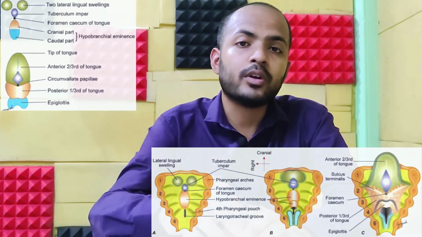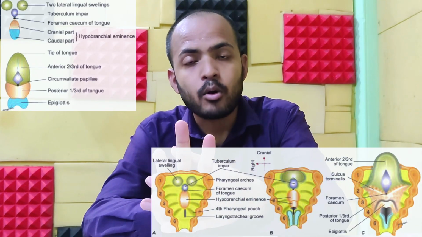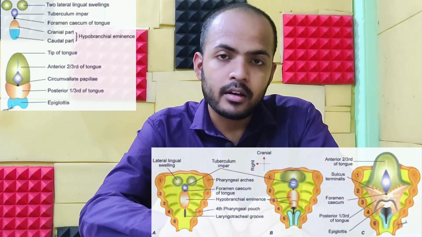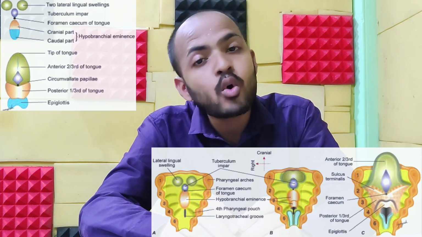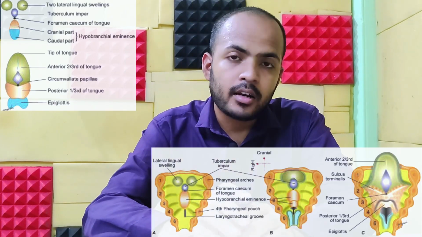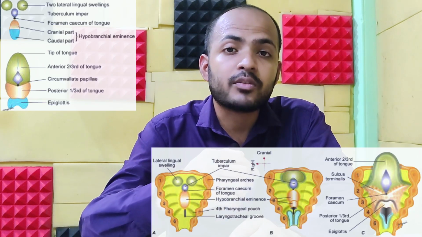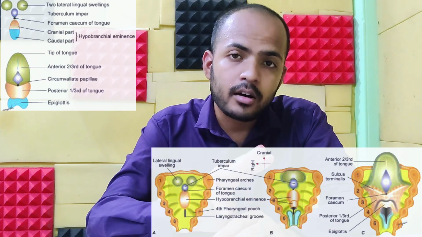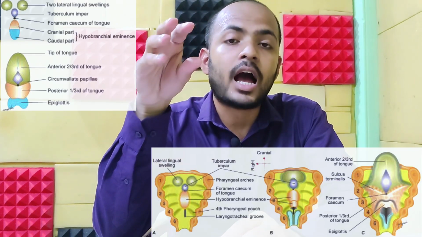Now at around the 5th week, what happens? These three swellings, two lateral and one central, all merge together and form the anterior 2/3 part of the tongue, and gradually one sulcus develops, which is known as the alveolo-lingual sulcus, which separates the tongue from the floor of the mouth, and later this sulcus becomes the frenulum, which remains on the under surface of the tongue. This is the frenulum.